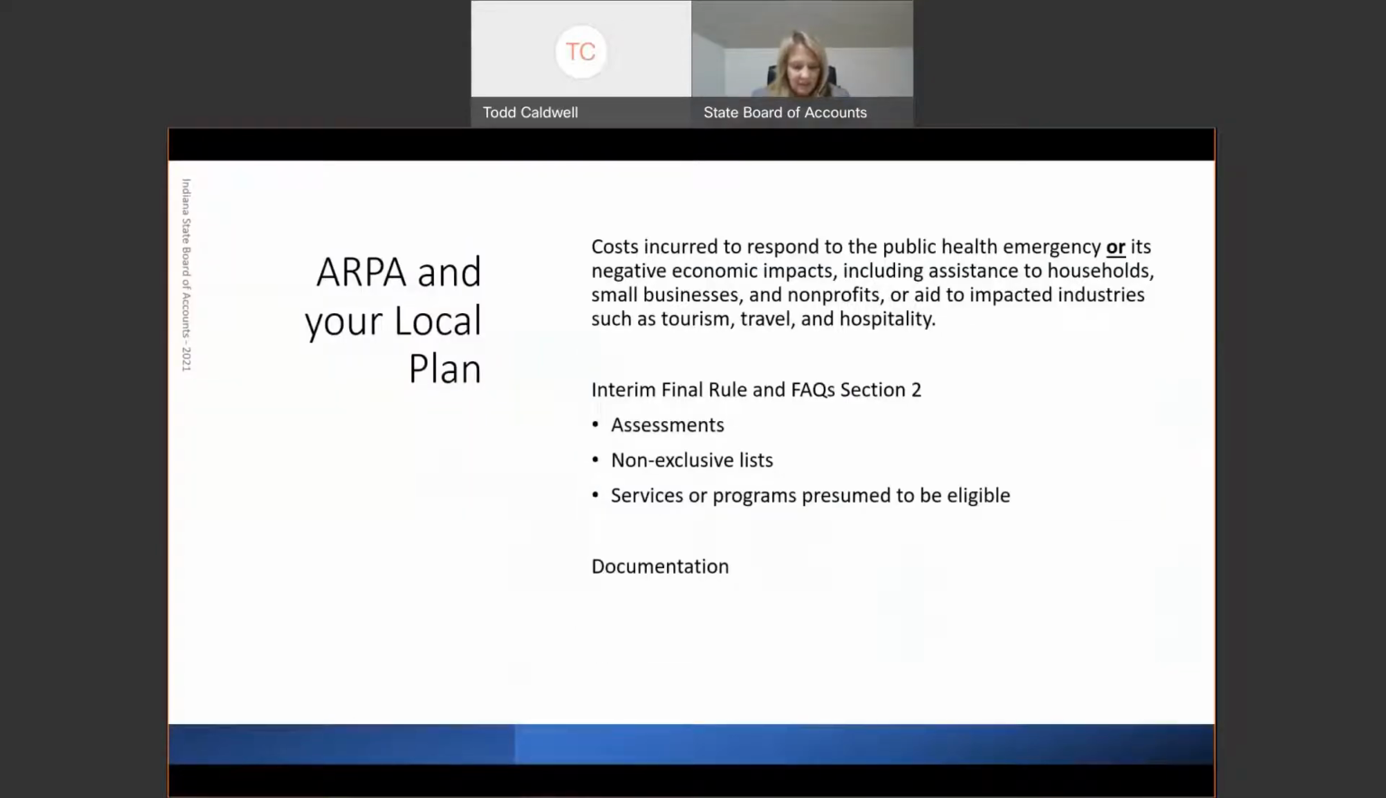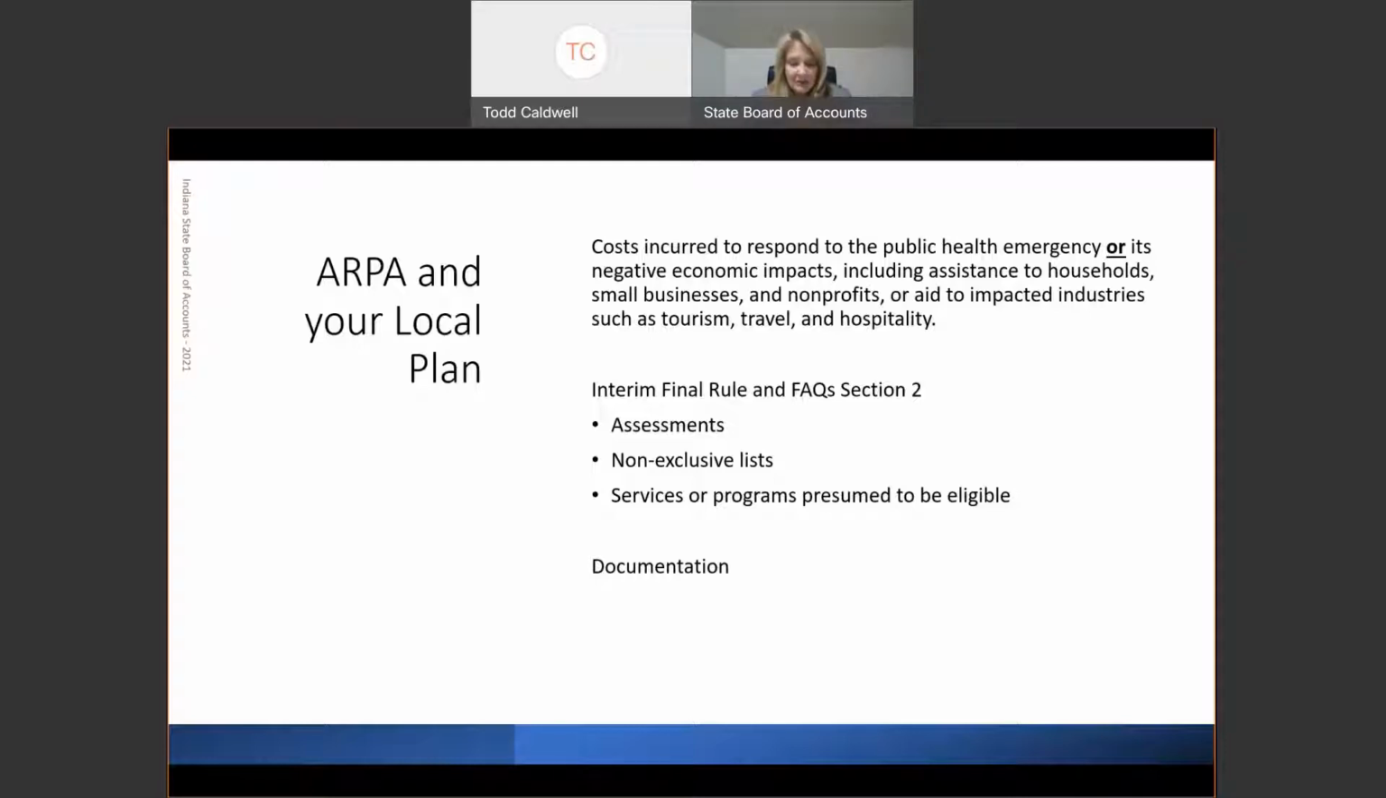Next. This first slide, this is the first category, costs incurred to respond to the public health emergency or its negative economic impacts, including assistance to households, small businesses, not-for-profits, or aid to impacted industries such as tourism, travel, and hospitality. Now, we want to make sure that we notice the key words here in this section, and that is a response to the public health emergency or its negative economic impacts. That is what this particular section is all about. If you're going to use money in this category, then you're going to need to do some assessments according to the interim final rule.